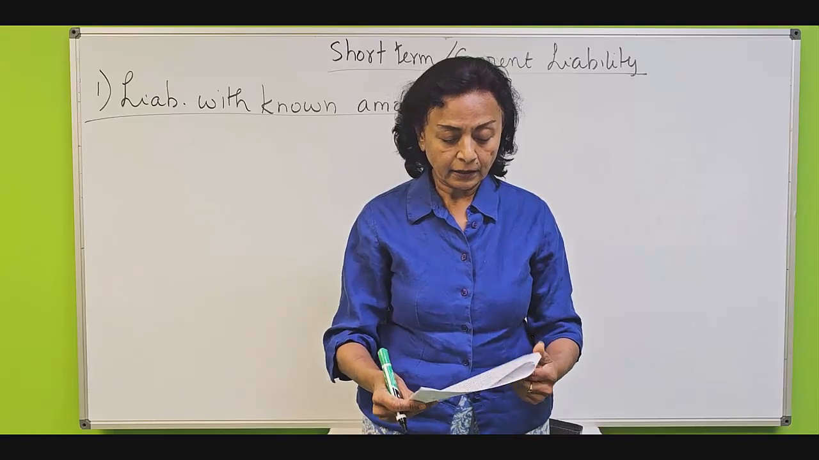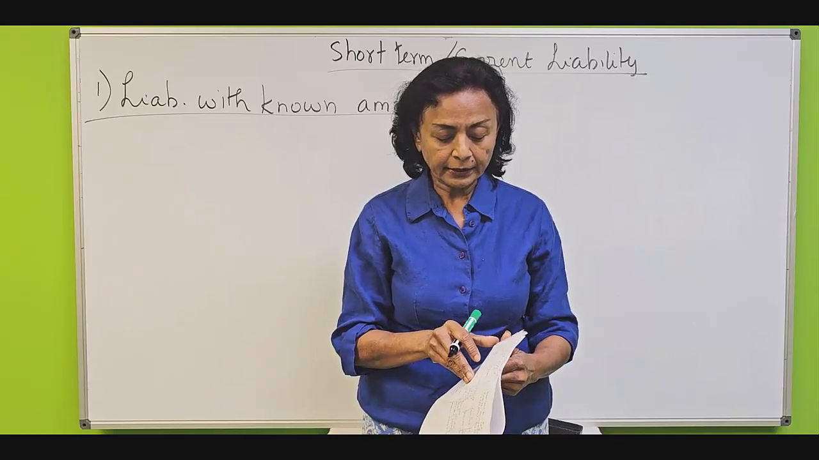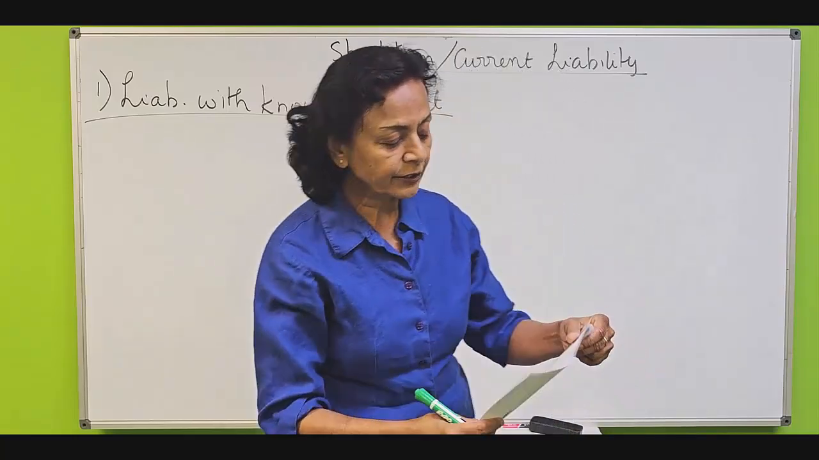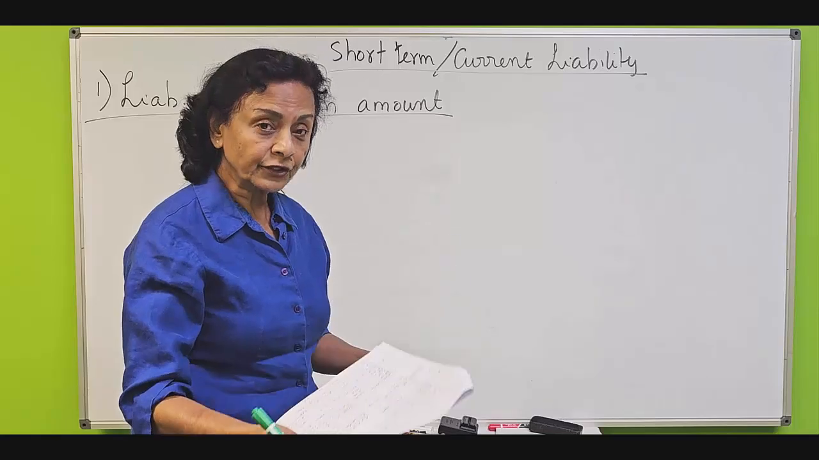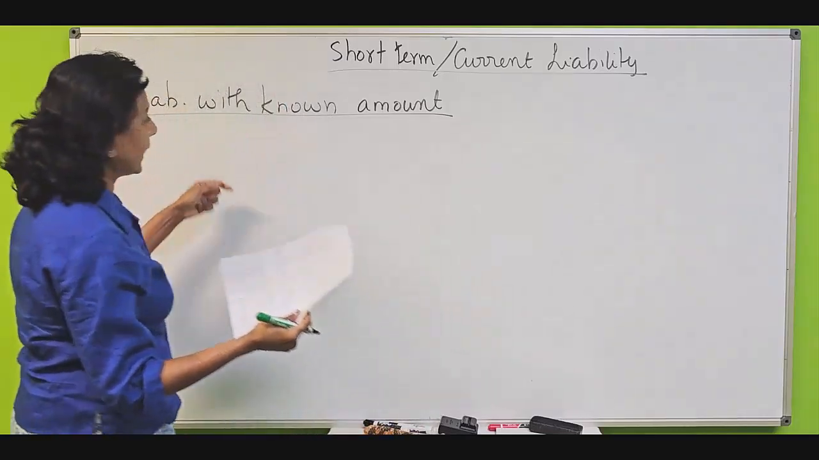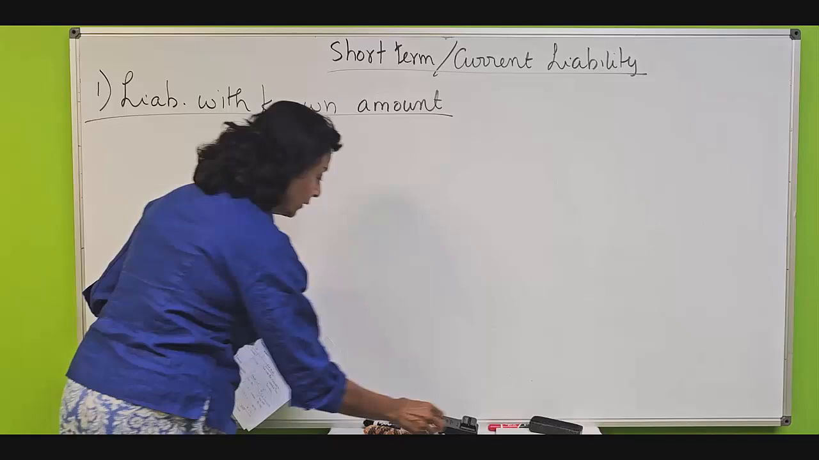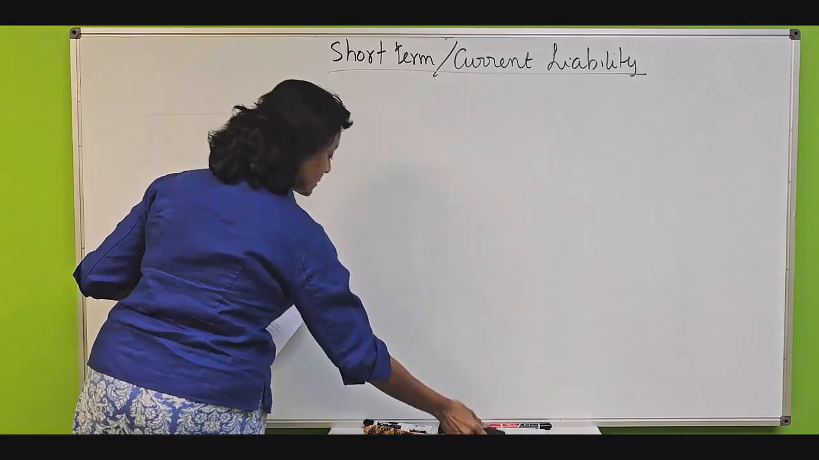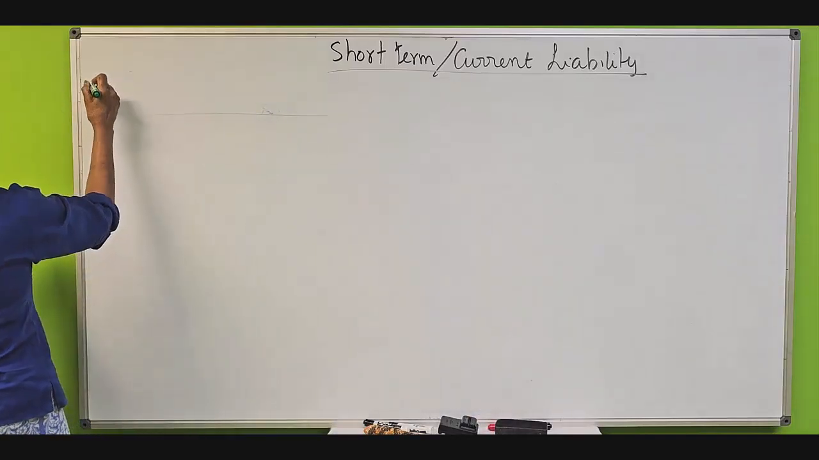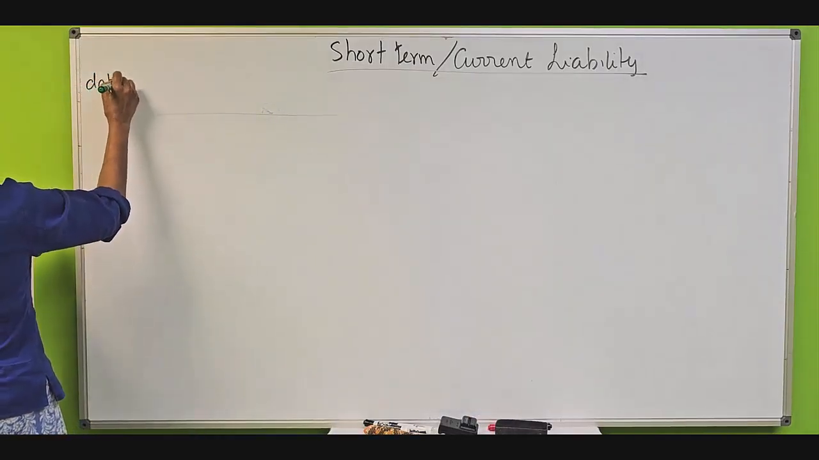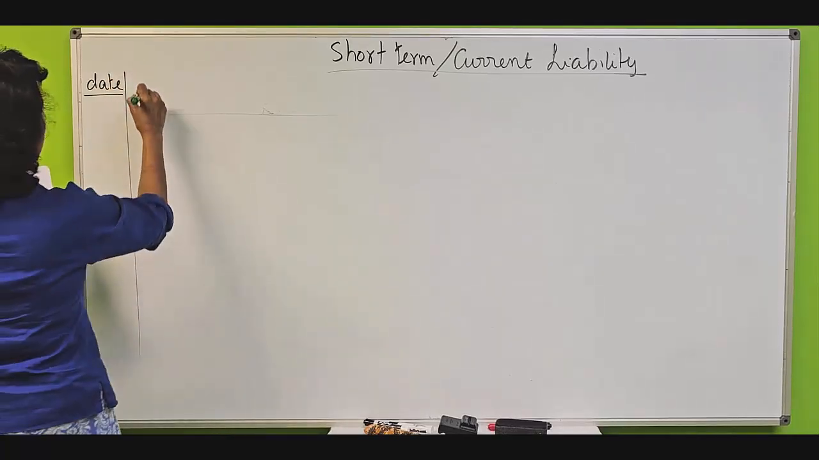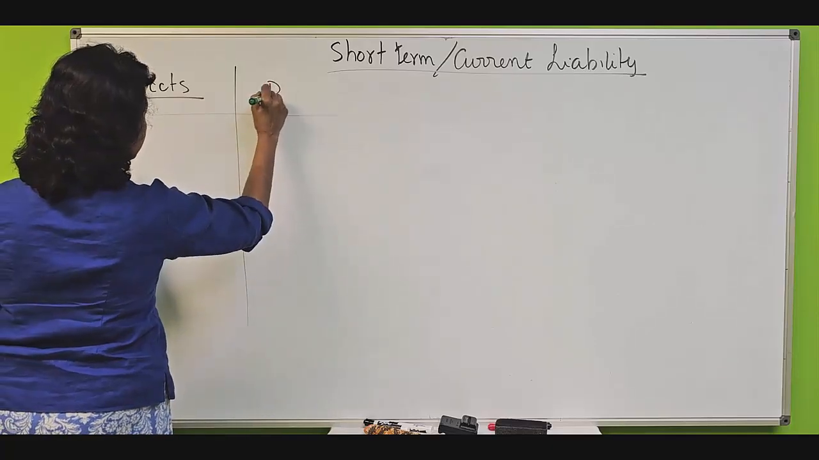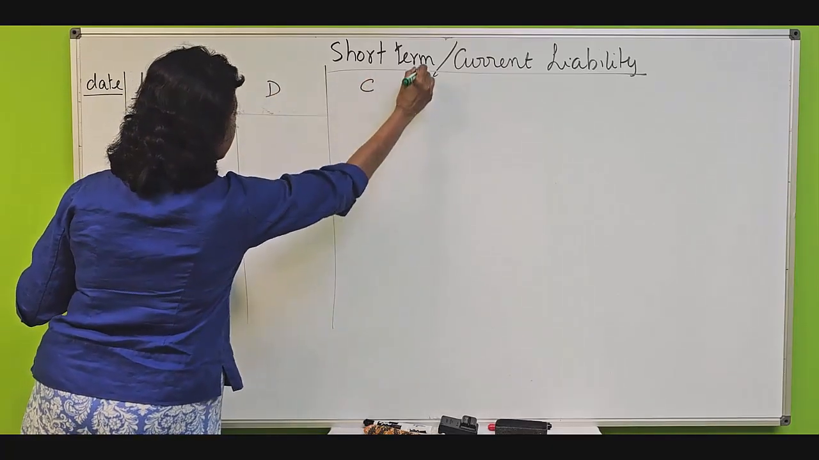So here, first one, the liabilities with the known amount. So we are going to do the entries for the first example of this category. So here, I'm going to do the entries. So first, the date and the accounts. This will be the debit. This will be the credit.